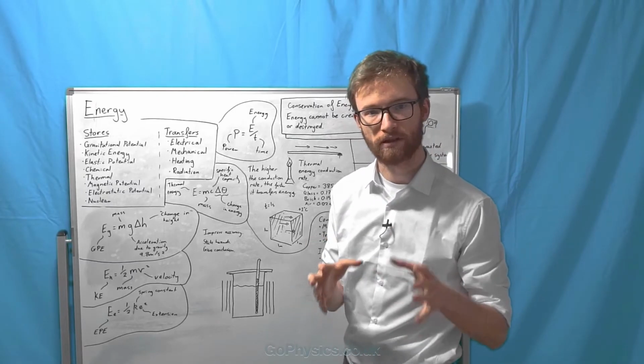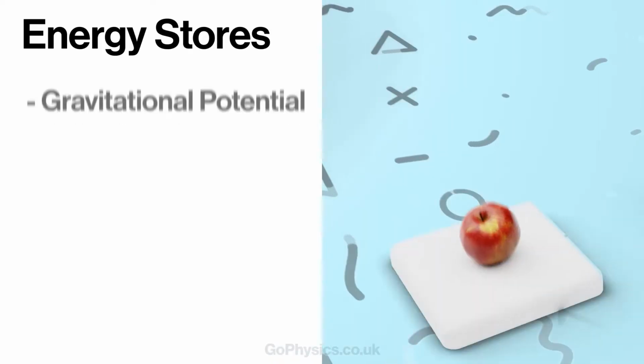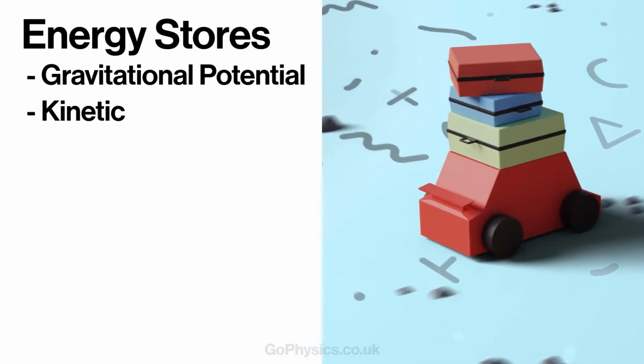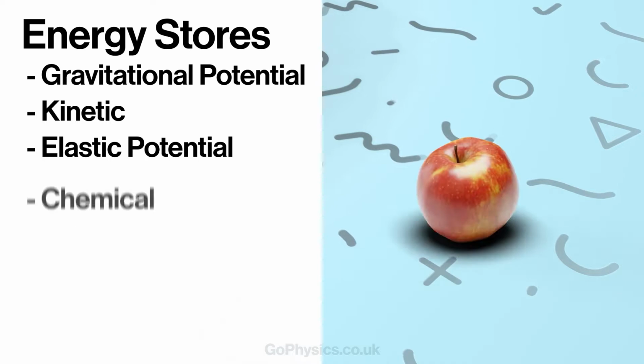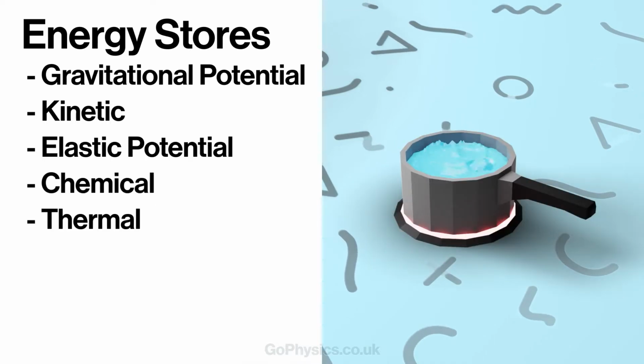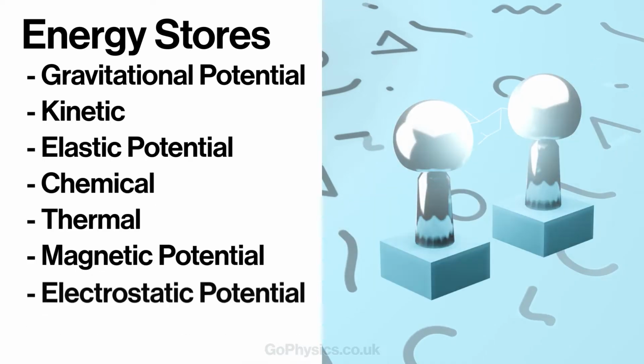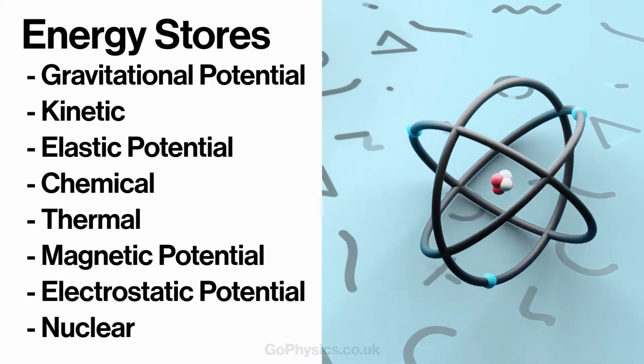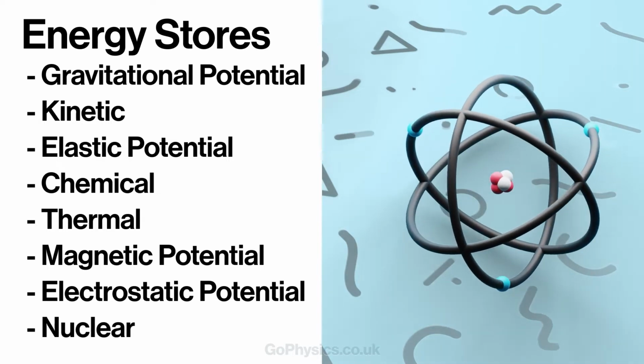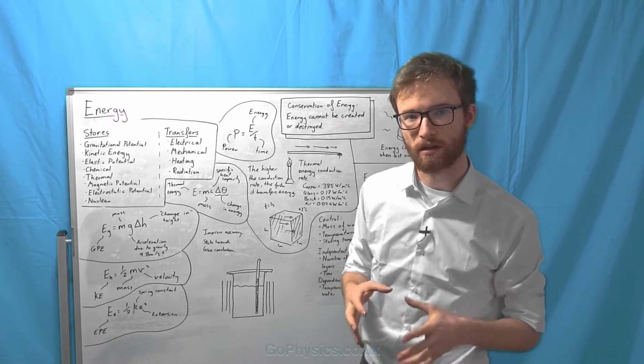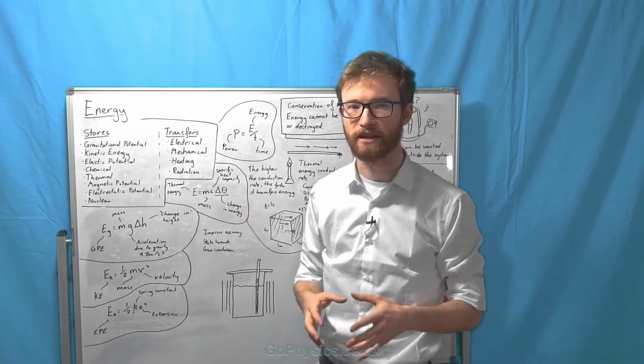Here are the different kinds of energy stores: gravitational potential energy, kinetic energy, elastic potential energy, chemical energy, thermal energy, magnetic potential energy, electrostatic potential energy, and nuclear potential energy. You need to be comfortable with what scenarios involve these different energy stores.